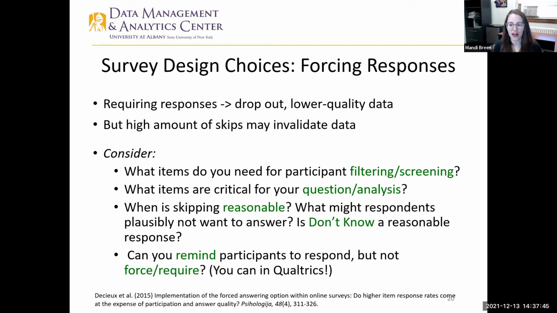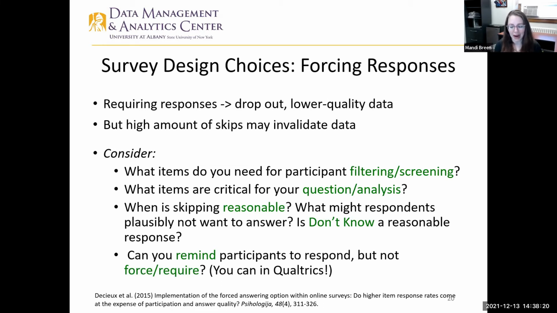Is it reasonable that someone might want to skip this one? Is it an open end that's kind of boring? Do you think people might skip that one? Or do you think that this might be really difficult or something people don't think about much or might be uncomfortable with, such as spanking their children? So that's something people might reasonably want to skip, and you want to give them that opportunity. Or conversely, is don't know a valid option that you could give them instead to kind of bridge that gap for them in a different way rather than having them skip?